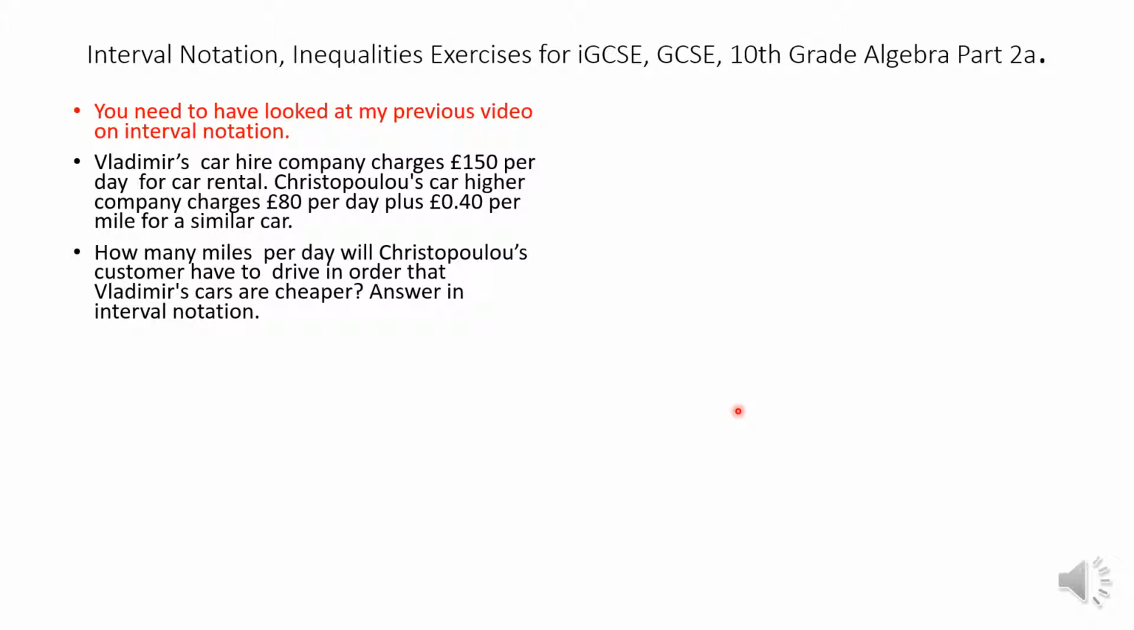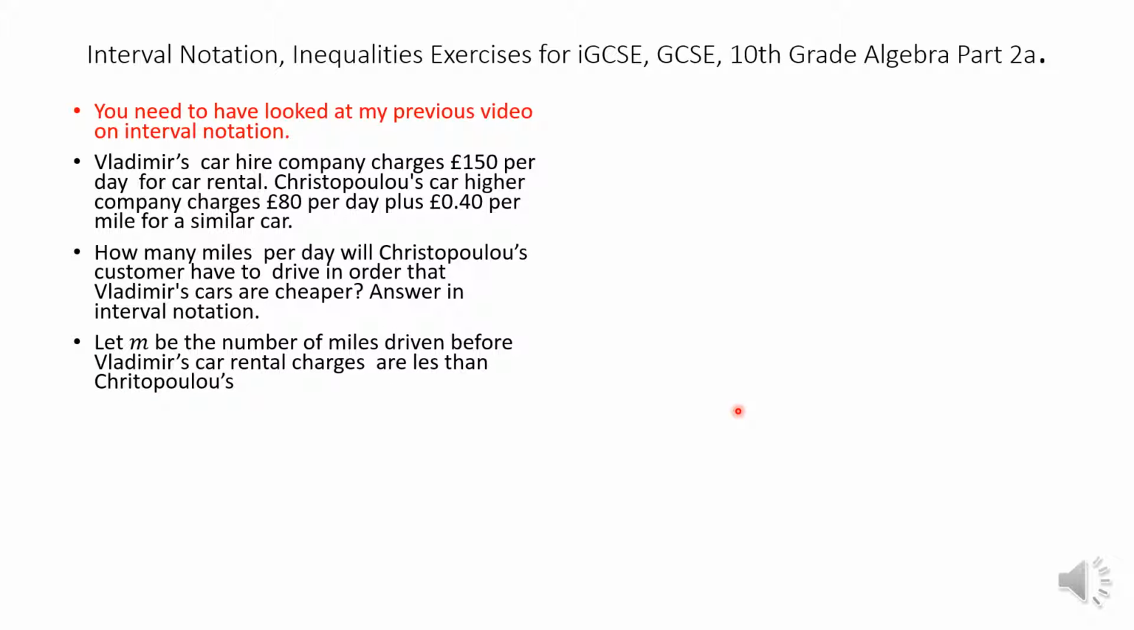Answer in interval notation. Okay, now what I've done is to say let M be the number of miles driven before Vladimir's car rental charges are less than Christopoulou's charges. So in effect we are looking for when C is greater than V. Because we know that C, that is Christopoulou's car hire charges, would be equivalent to 80 plus 0.4 M.